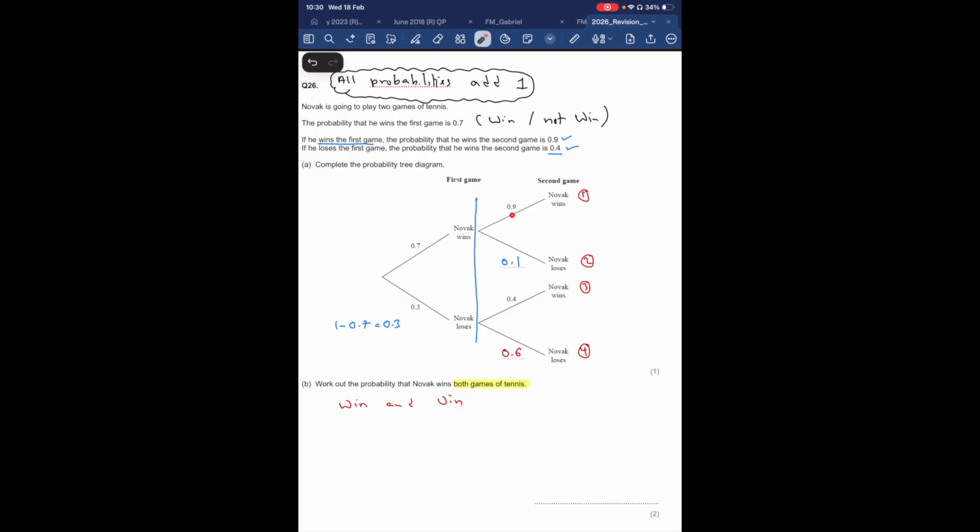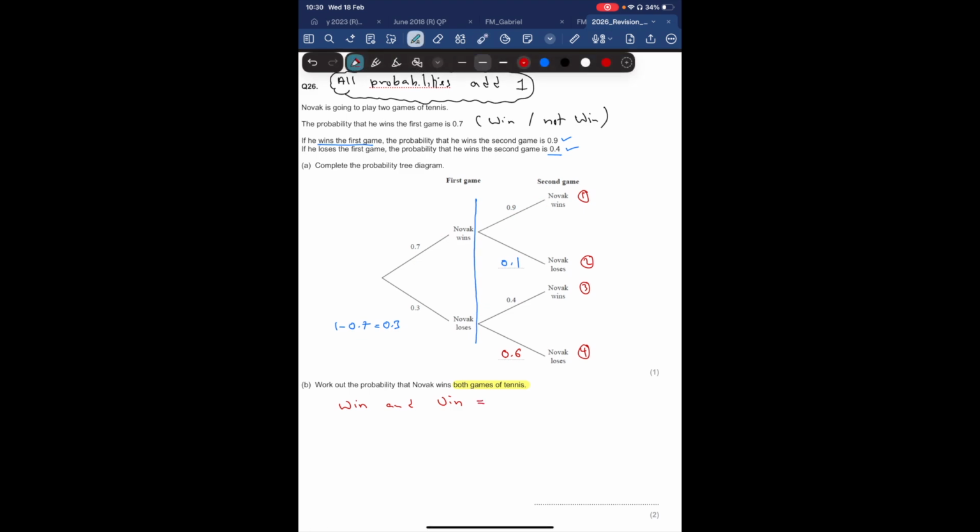Now, when we follow the branches of a tree, we multiply the probabilities as we go along. So to work out the probability of him winning the first game and then winning the second game, we just multiply those 2 probabilities: 0.7 times 0.9. Type that into a calculator. So 0.7 times 0.9 will give us 0.63. Because your values here are all decimals, we can keep the final answer as a decimal. If you convert it to a fraction, there's absolutely no harm, but your final answer is going to be 0.63.